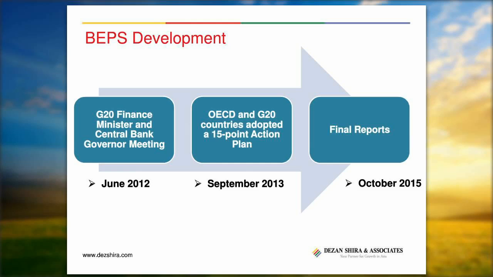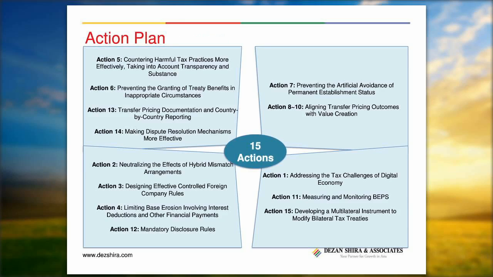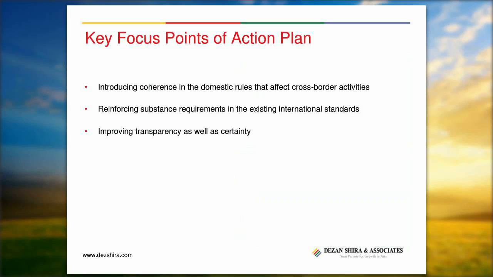So Shirley, what exactly is the BEPS action plan? How does it relate to transfer pricing? Following the release of the report Addressing Base Erosion and Profit Shifting in February 2013, the OECD and G20 countries adopted a 15-point action plan. The action plan identified 15 actions along 3 key pillars. First, introducing coherence in the domestic rules that affect cross-border activities. Second, reinforcing substance requirements in the existing international standards. Third, improving transparency as well as certainty. After 2 years of work, the OECD finally released the 15 points in October of 2015.